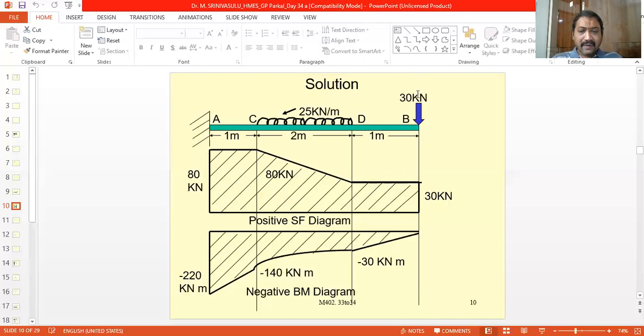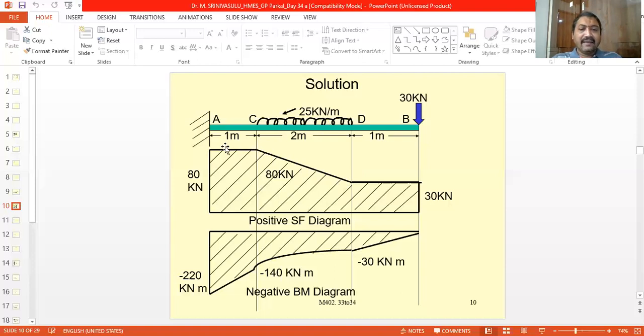So here only point load is acting. Whenever a point load is acting, for the shear force it produces a rectangle, so you have to join with a horizontal line up to here. Now here a UDL is acting. Whenever the UDL is acting, the equation for the shear force is W into x, that is a straight line equation. So we have to draw an inclined line, a straight line between the points C and D. So this is point C and this is point D.